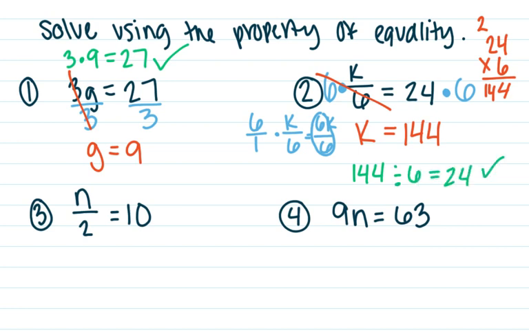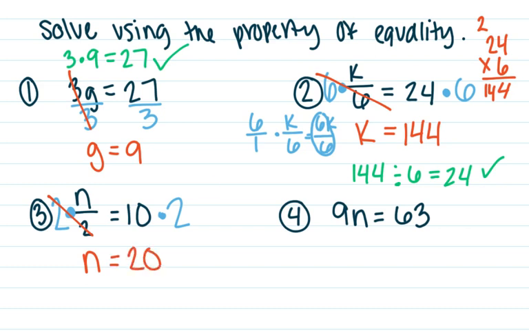Yes, it is. And so I know that I have done everything correctly when I plug in that K into my problem and make sure that it works correctly. On number 3 here, this is another division problem. So I am going to multiply both sides times 2. When I do that, these 2's are going to cancel down to 1 and leave n all by itself. And then 10 times 2 is 20.